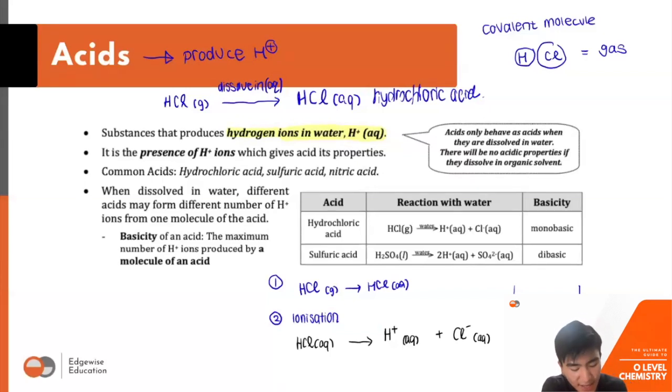Because there is this H plus ion, it gives acids its properties. Okay, now we're going to look at properties of acid later, but most important for you to know is that there are three main types of acid, and the three acids are as follows. Number one, hydrochloric acid. Number two, sulfuric acid, and number three, nitric acid. Now, these are the three common types of acid you will use in lab, okay, when you go for chemistry lab.